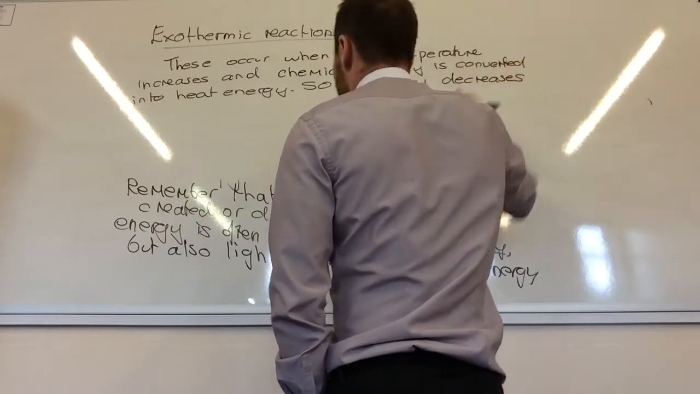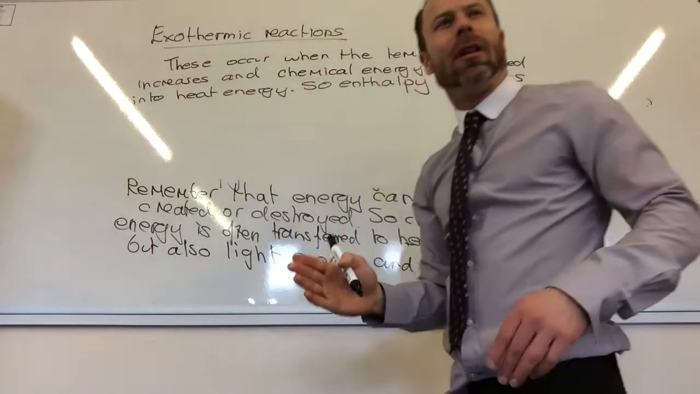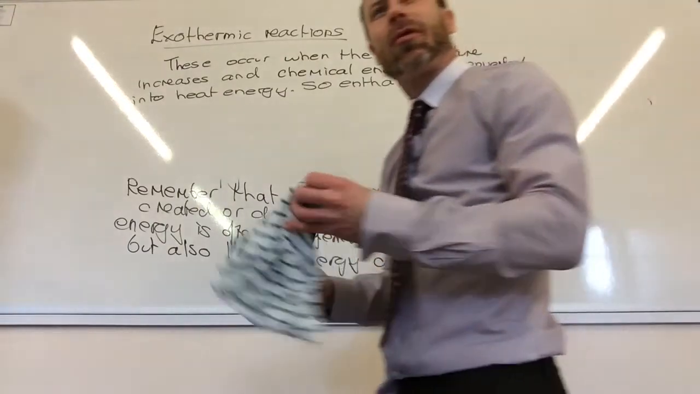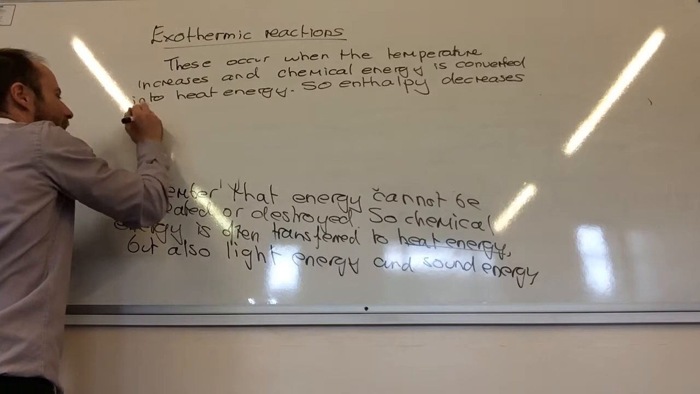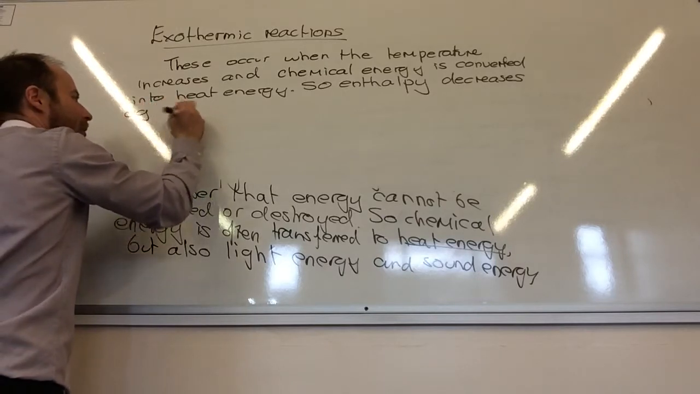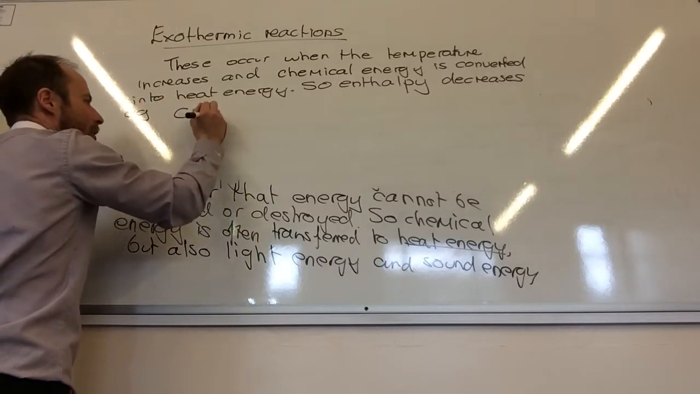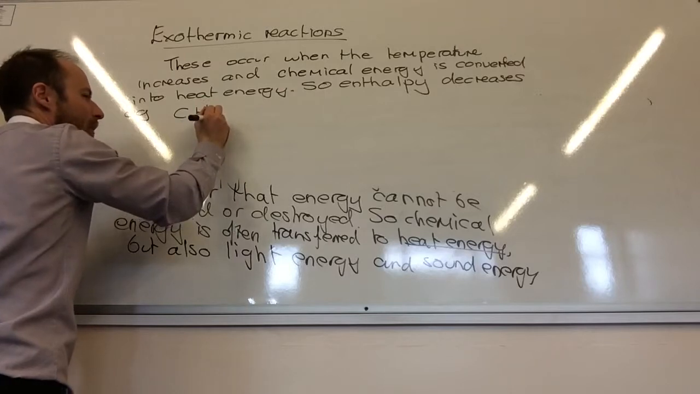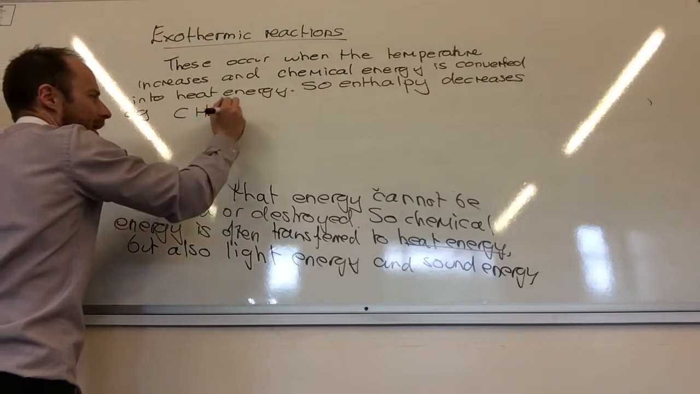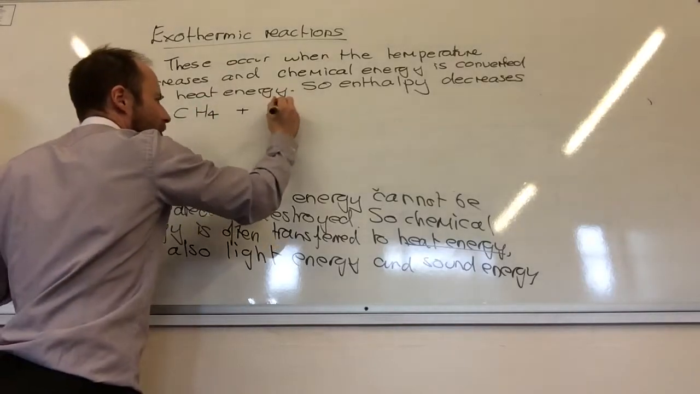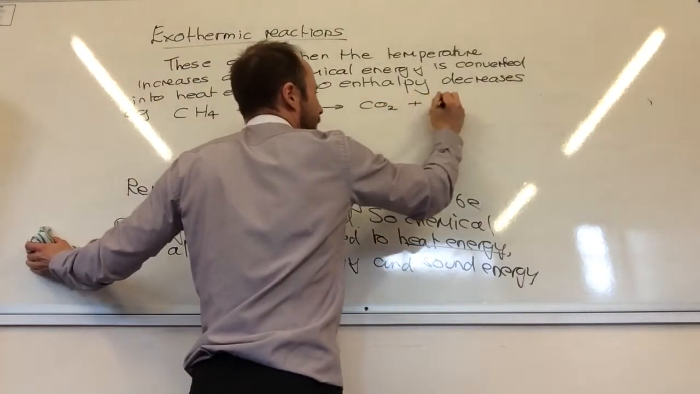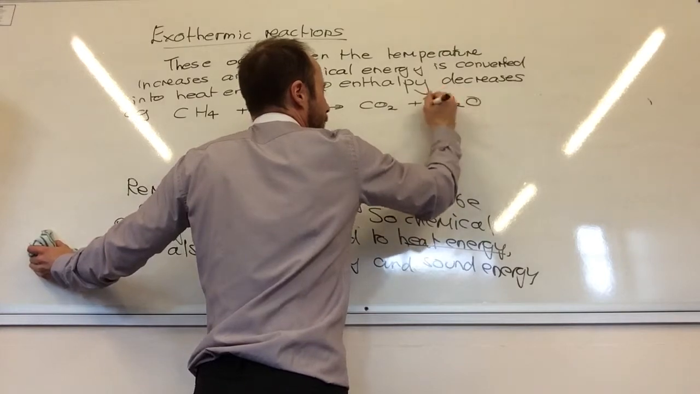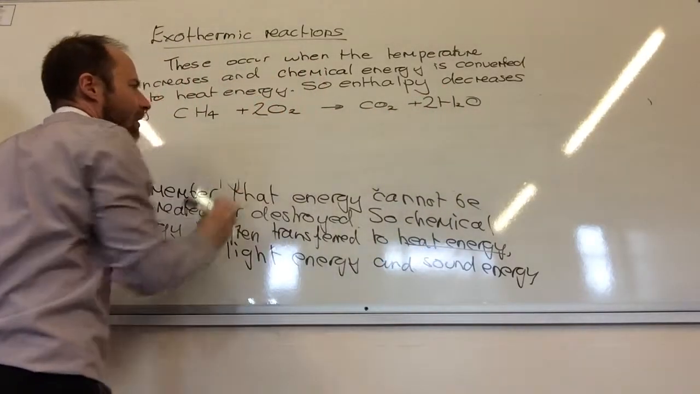Now I imagine you've drawn little reaction profile diagrams before. Let's do an example of an exothermic reaction. The one that you're probably most familiar with, methane, which is the stuff that comes out of the gas taps, plus oxygen, giving carbon dioxide and water, like so.